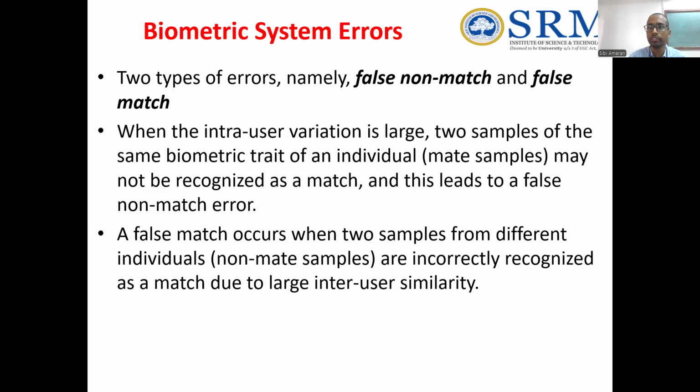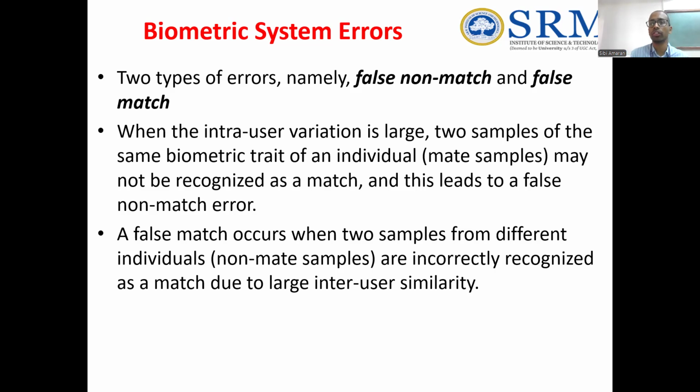In this lecture, we are just going to discuss the biometric system error as well as its performance metrics. It's going to be a very short video because errors and performance metrics is a most important topic, so I'm making this a short video. There are two types of error. First is a false non-match and second is a false match.